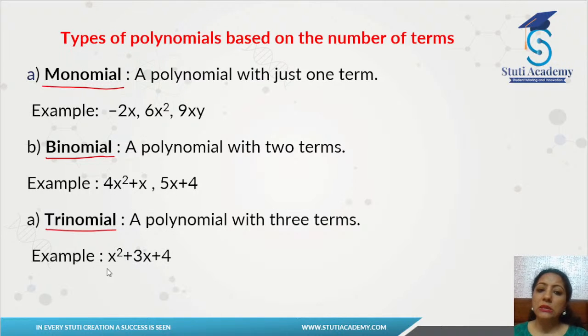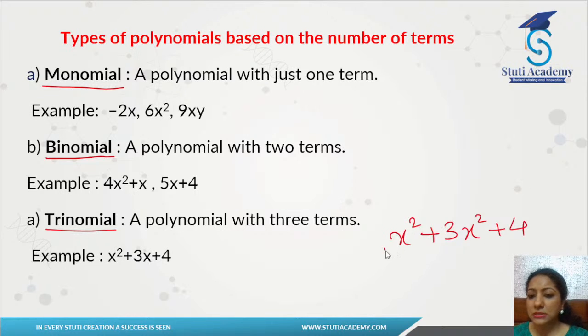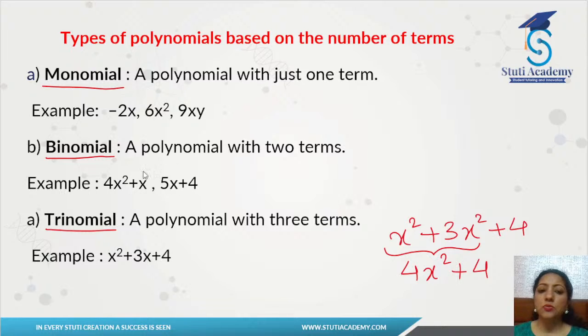Now children, please notice the terms here should all be unlike. If I write x squared plus 3x squared plus 4 and I say that these are 3 terms, so it's a trinomial, then I'm wrong. The reason for this is these two are like terms. Since they're like terms, we can combine them. So we can write this as 4x squared plus 4. So it's actually a binomial. It's not a trinomial.